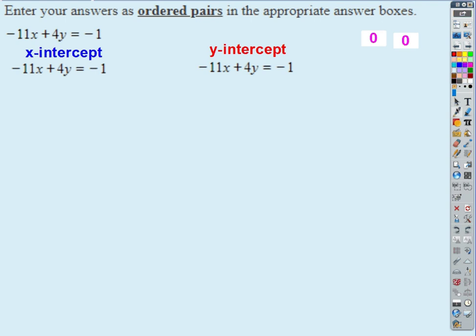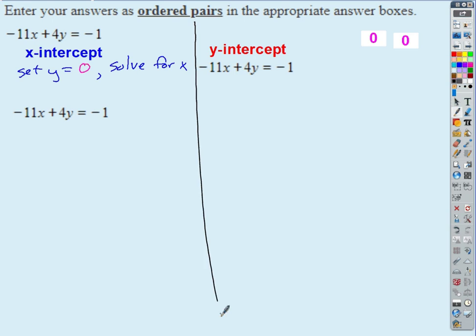Okay? So our strategy for finding the x-intercept is real simple, right? All we've got to do to find the x-intercept is set y equal to 0, and then solve for x, right? That's it. Okay, so let's do that in this equation.